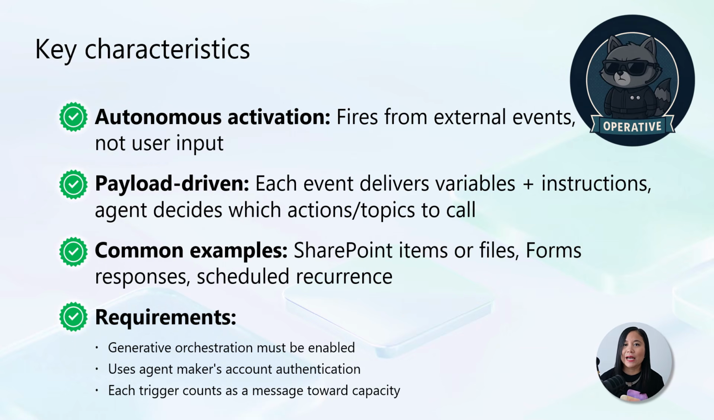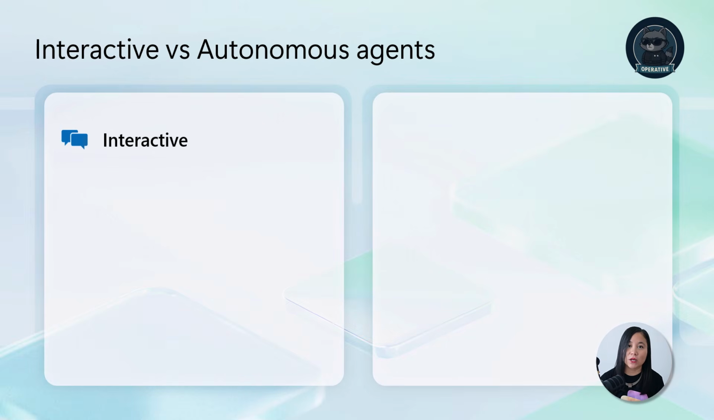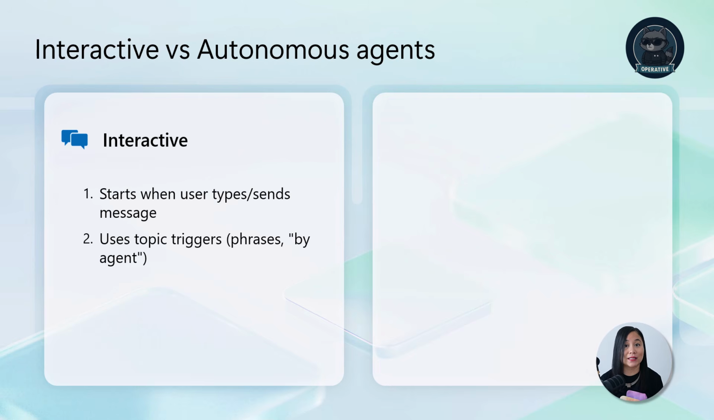Now, it's important to know that generative orchestration must be enabled in your agent for event triggers to work. Authentication for the trigger connector uses the agent maker's account, and each trigger delivery counts as a message toward your Copilot Studio capacity. Now, let's compare interactive agents with autonomous agents to see how they differ.